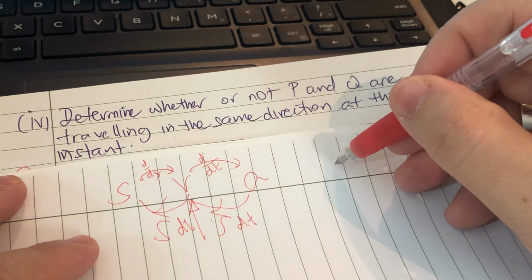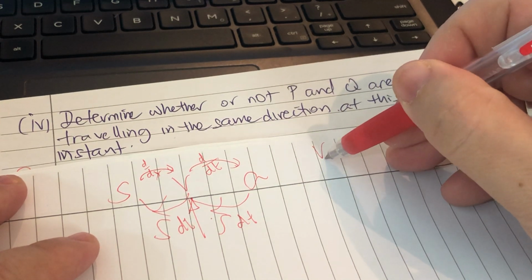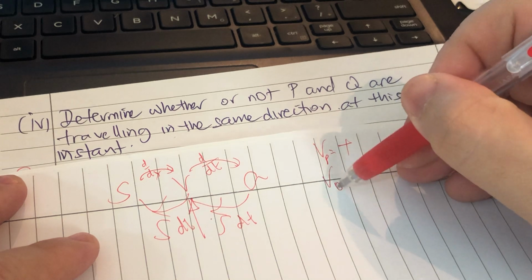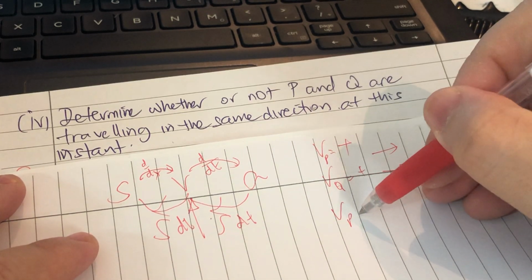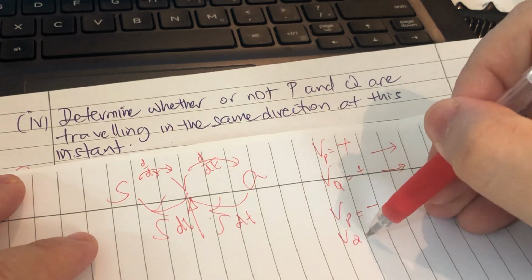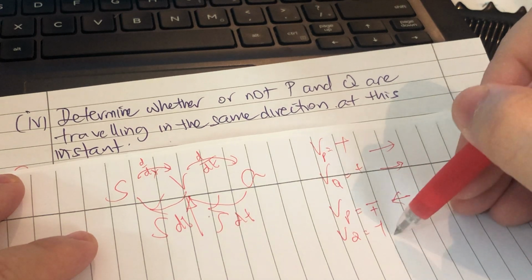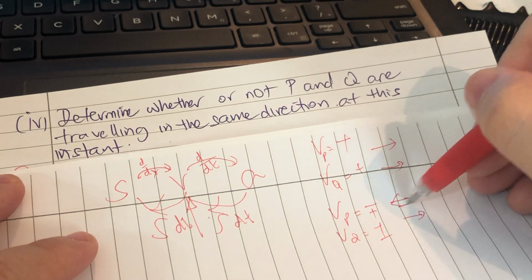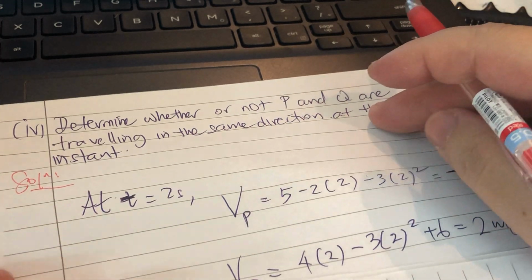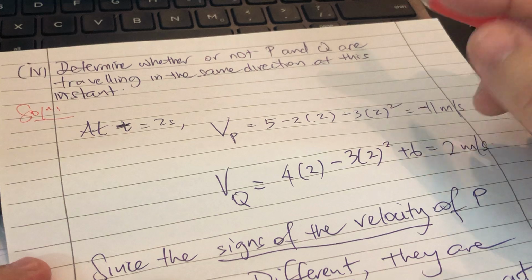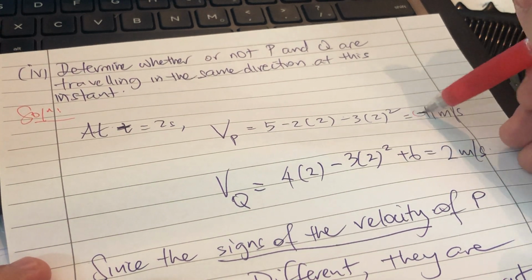Velocity is a vector. So as long as they have the same sign, VP is plus something, VQ is plus something, same direction. If VP is minus, VQ is plus, then different direction. If this is plus, this is minus, then also different direction. So the whole idea is they just want you to find the V for both. See, one is negative, one is positive.